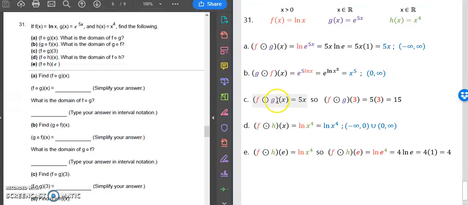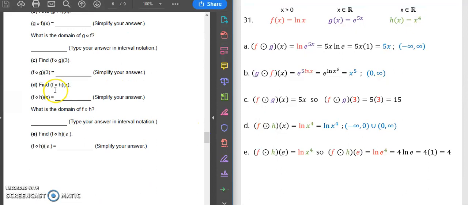Now for part C, we have f of g of x. C is asking us to evaluate f of g of 3. Remember now we already for part A evaluated f of g of x, which is just 5x. So now all we need to do is plug 3 into 5x. So we have 5 times 3, which is 15. Again, we had already found f of g of x in part A to be 5x. So when we're doing f of g of 3, we can just plug 3 into the 5x. So that is how we end up with 15.